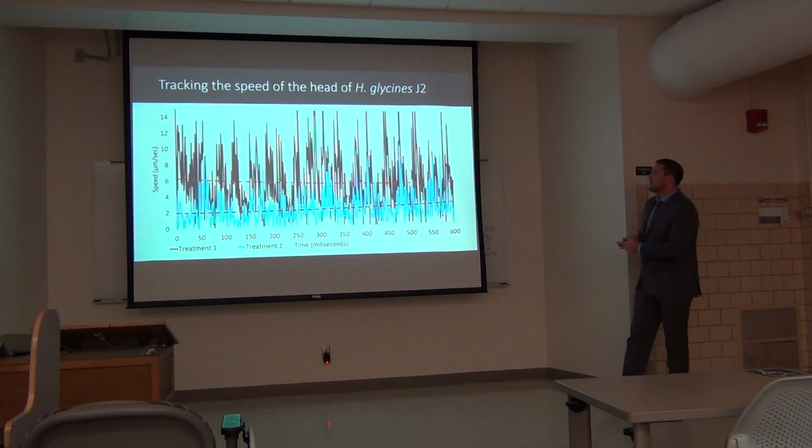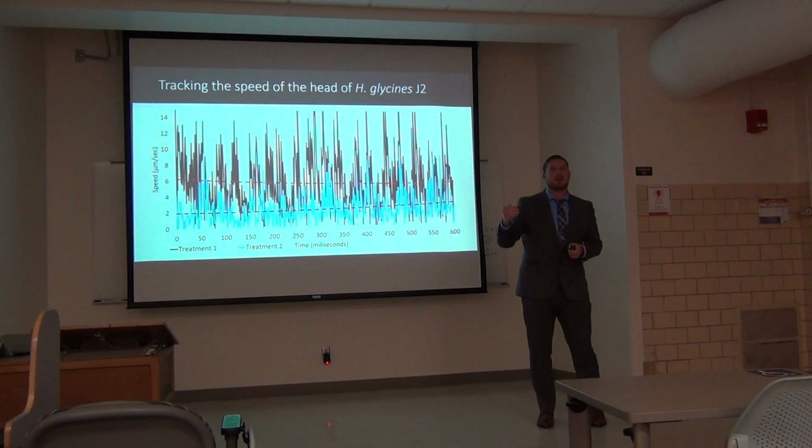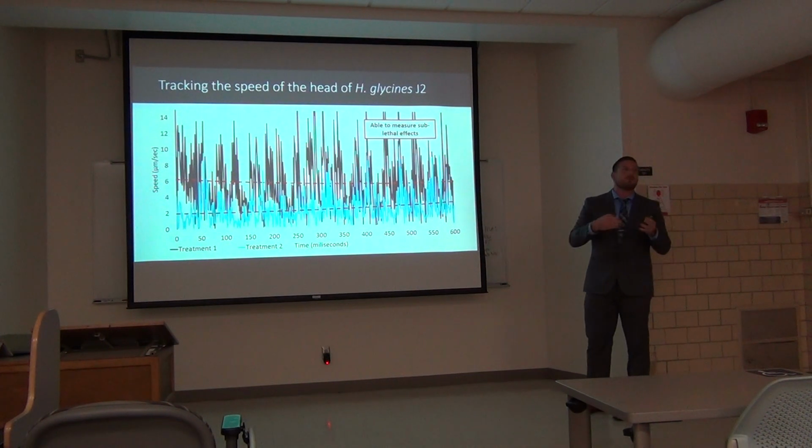trends. Treatment 2 is much slower than treatment 1, but it's still not at 0. If you were to look at that under a microscope and try and say, did this treatment work or not, you're still going to say, no, this treatment didn't work. But clearly, it had some sort of effect. And this is where we can measure those sublethal effects that these treatments may have on the nematode.